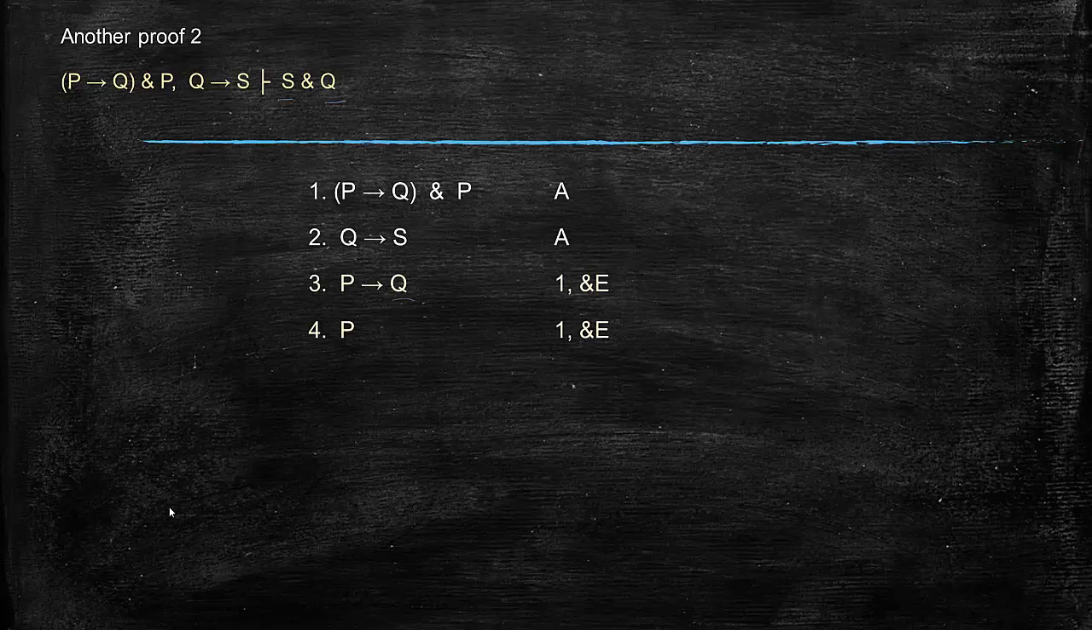Now with 3 and 4, I can get Q by conditional elimination. So if P then Q and P gave me Q. Again, check. I wrote 3, 4. Always write the numbers first. 3, 4, conditional elimination. If P then Q and P gives me Q. Okay?